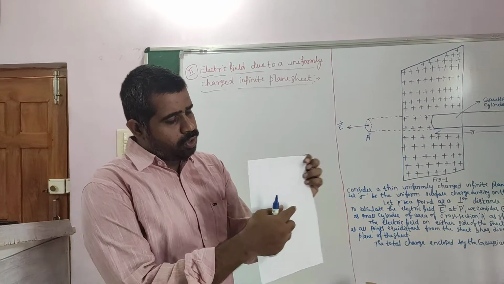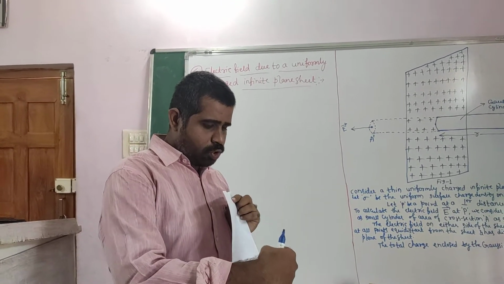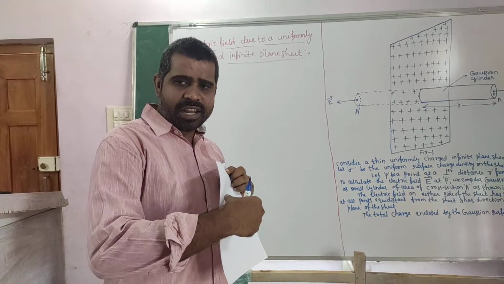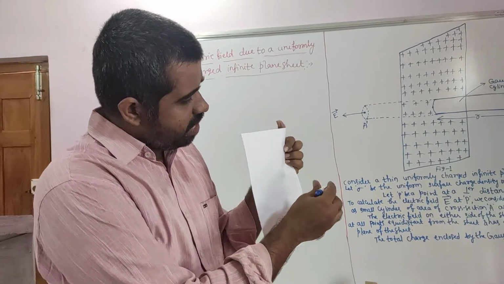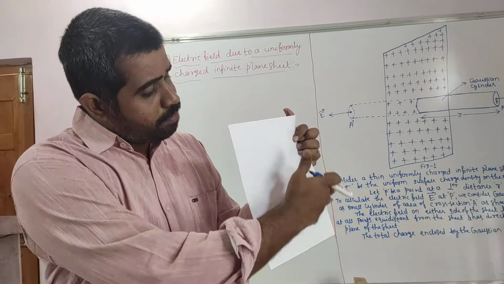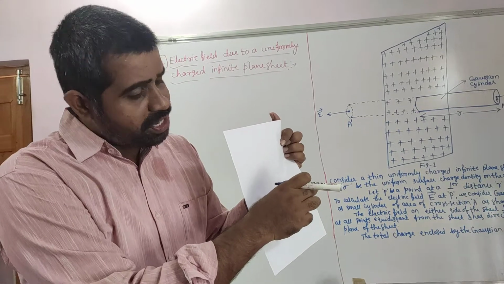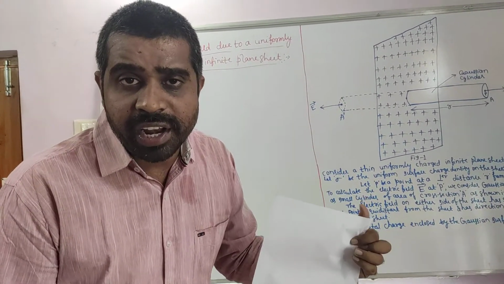From this sheet to point P, the distance is R. This R is very very less. यहाँ से यहाँ तक, ये sheet से लेके यहाँ तक, R जो है बहुत small है compared to the size of the paper. Compared to the size of the paper, whatever distance you are taking, R is very very less. That's why we use the word infinite sheet.